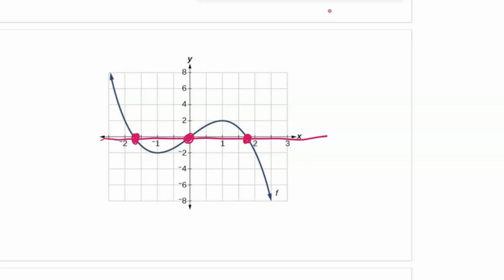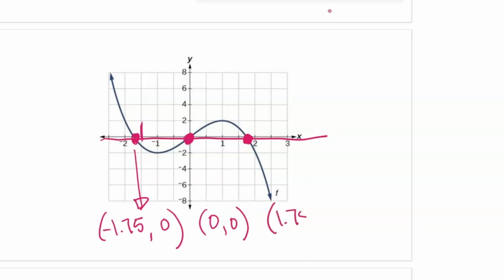I don't have the exact numbers on this graph, but let's estimate. So this one looks like it's about, let's see, this would be 1.5 right here. So it's about halfway. So probably about -1.75. And then the y value would be 0 because it's on the x-axis. This one in the middle is at 0, 0. And then this point over here looks to be about 1.75, 0. So those are the x-intercepts.